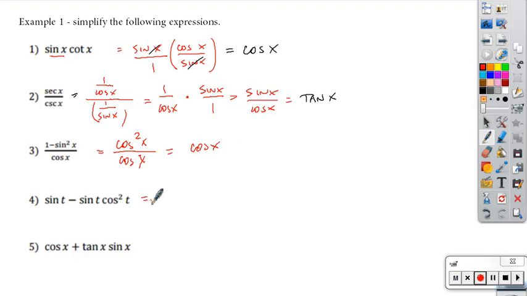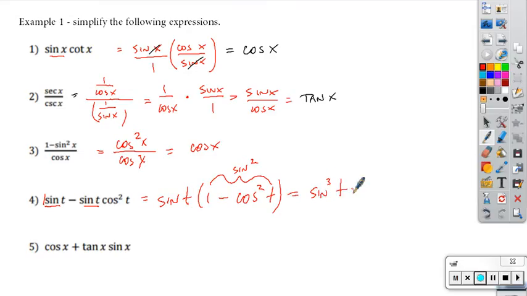Here's one that looks a little bit tougher. I have sine of t minus sine t times cosine squared t. Because both of these terms have a sine t in them, I can factor that sine t out. When I do, I'm left with the 1, that was the coefficient, minus the cosine squared of t. The cosine squared should be a giveaway that this is the Pythagorean identity. I can replace the 1 minus cosine squared with just sine squared. Sine squared times sine is sine cubed t.